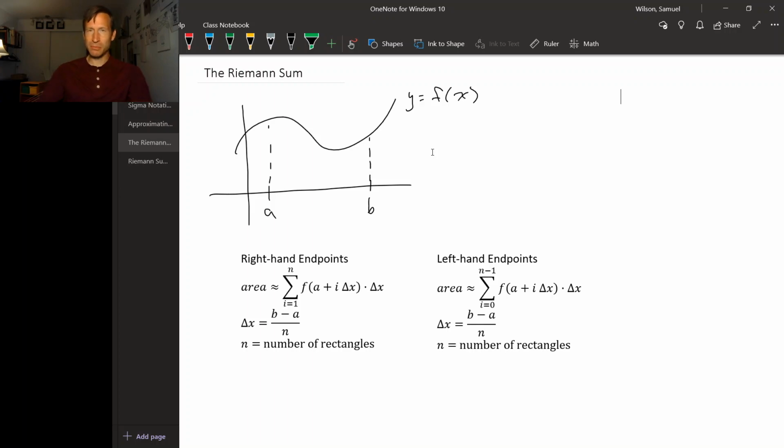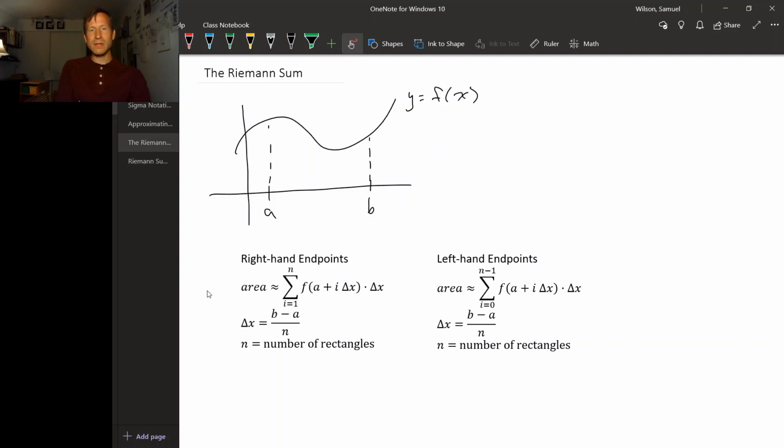Let's look at a couple examples of writing and evaluating Riemann sums. Before we do that, just a reminder of what the Riemann sum is. The Riemann sum is just the sum formula that we came up with for the approximate area under the graph of y equals f of x between the x values a and b.